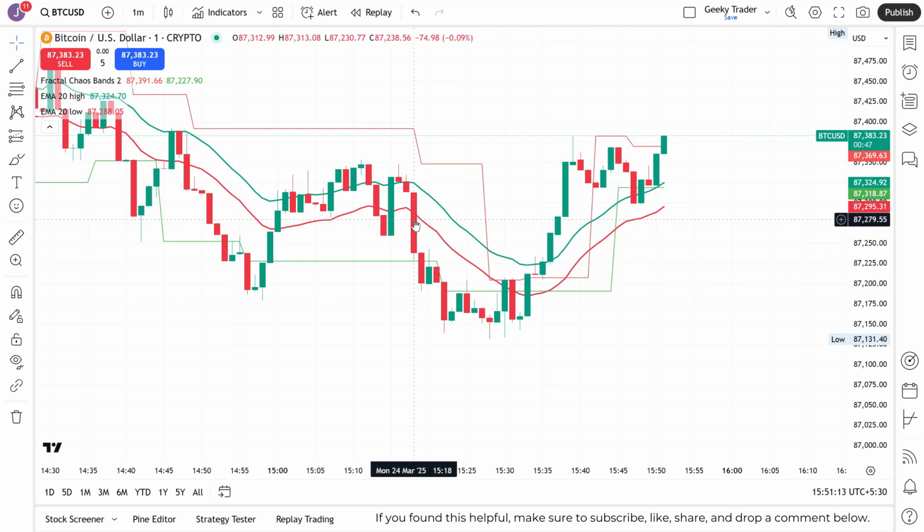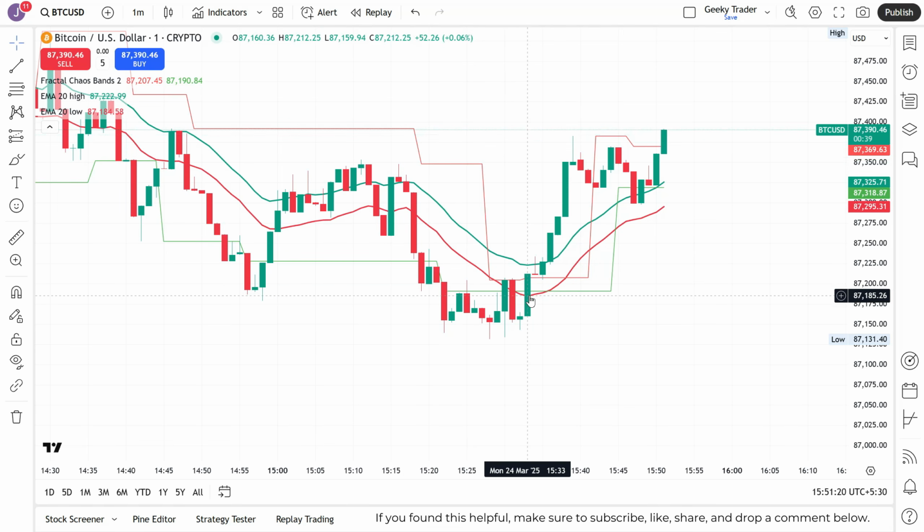In this case, we can see that the price has closed below the 20 EMA low, red line, which gives us a clear sell signal. This means that the price is showing downward momentum and we have an opportunity to enter a short trade. Now, when it comes to exiting the trade, there are two key levels to watch. One, the support line, green line. If the price approaches or touches this level, it's a good place to take profits, as support zones often act as reversal points. Two, the lower fractal chaos band. If the price closes above this band, it could indicate a potential reversal, making it another exit opportunity.